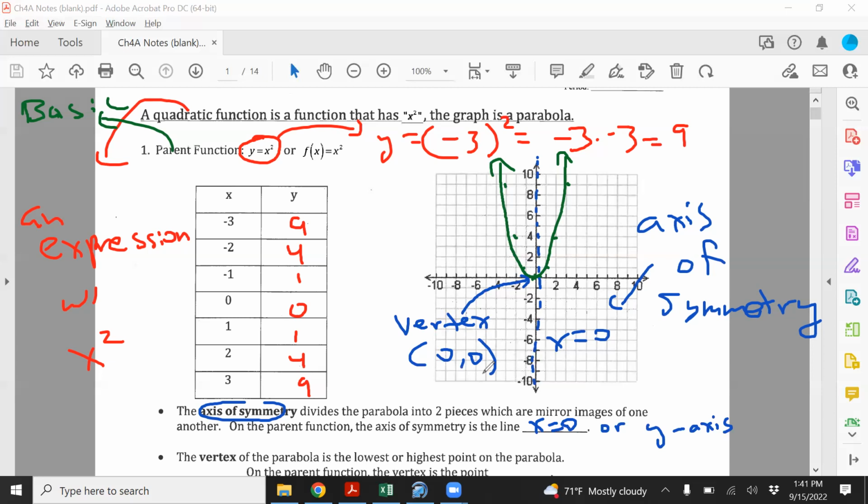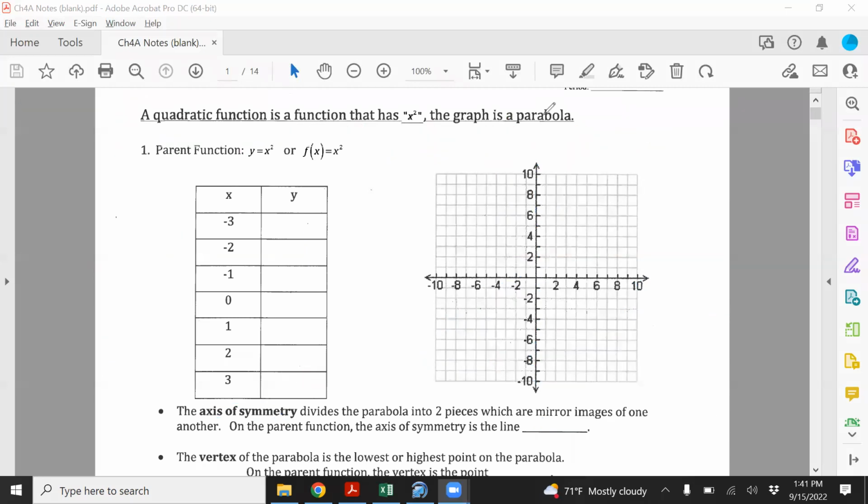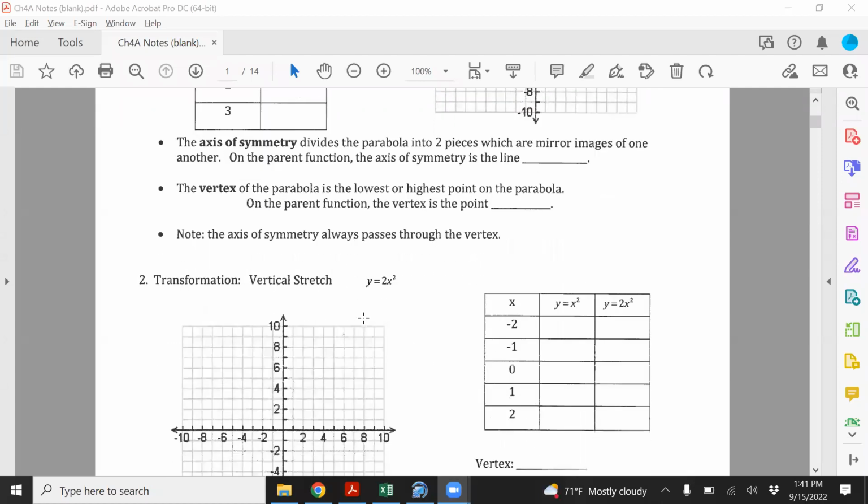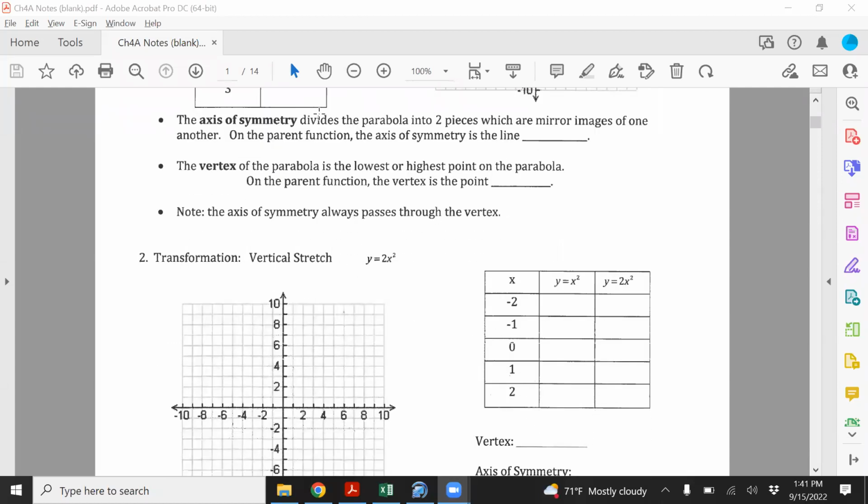Any questions so far? Okay, kind of clear? Cool. So again, (0, 0) is the coordinates of the vertex, and the axis of symmetry will always pass through the vertex. Well, let's look at another one. What do you think is going to happen for the second example now?